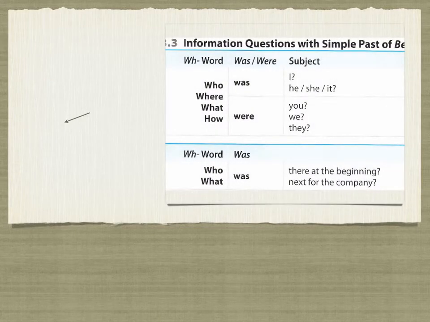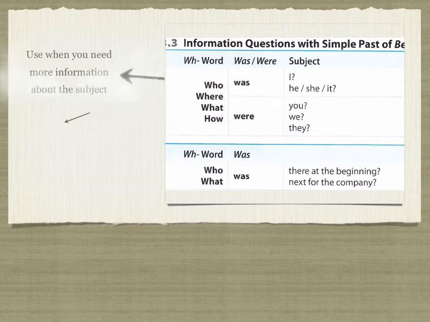This chart tells about information questions with simple past of be. So lately we have been talking about whether or not you have the subject and which kind of question you should ask. So this first chart is what you use when you need more information about the subject.